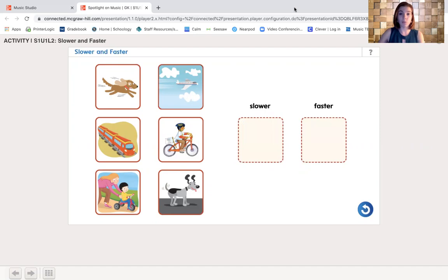All right, we have one more. Look at these two things. This train and this airplane. Which one do you think goes slower? The airplane or the train? If you said train, you are correct. It goes slower. And the airplane moves faster.